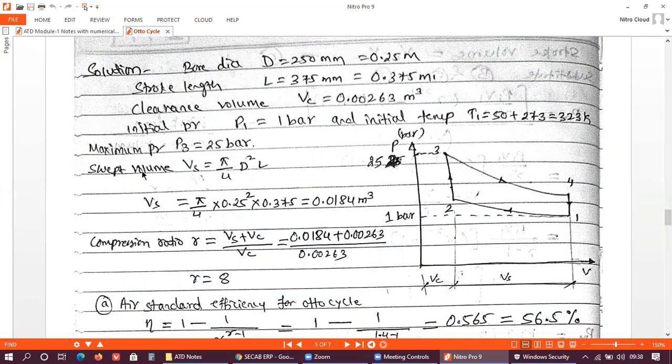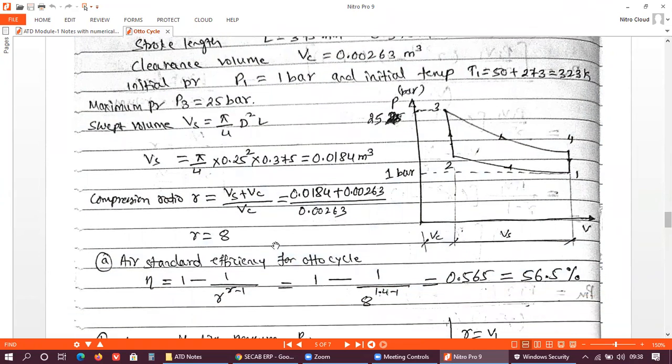Now we need to calculate R first, the compression ratio, because in order to calculate the air standard efficiency, R is required. So how are you going to calculate this R? Stroke volume plus clearance volume divided by clearance volume, that is the compression ratio. For that, the stroke volume Vs is required.